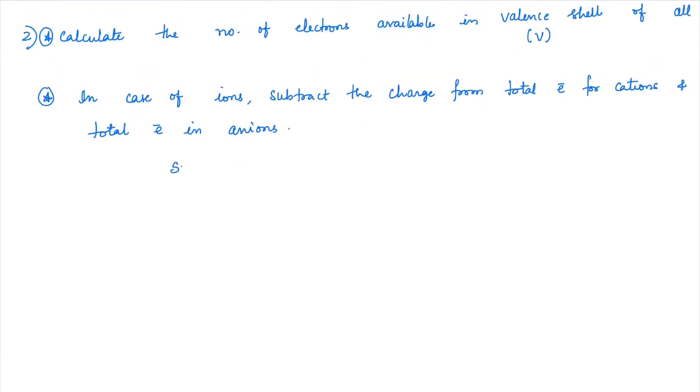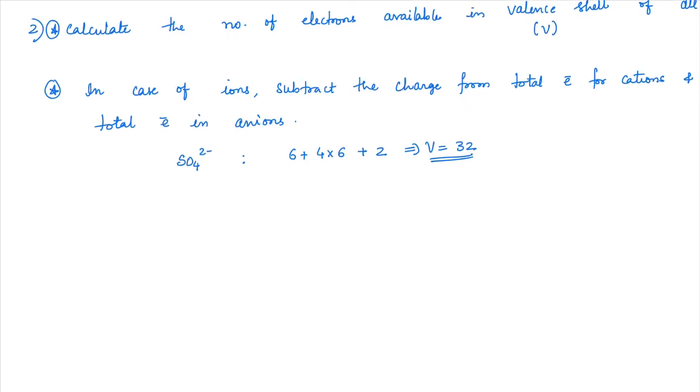What I meant to say, suppose I take SO4 2 minus, so I'll see that sulfur has 6 valence shell electrons. There are 4 oxygens, they will also have 6 valence electrons each, plus 2, because it is an anion, I have to add the 2 charge also. So V will be equal to 32. V is the total valence electrons available. Got that?